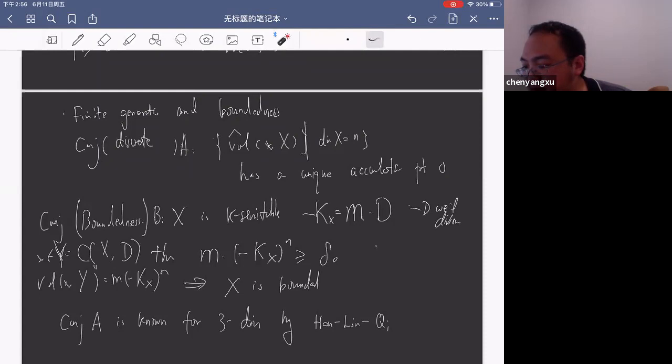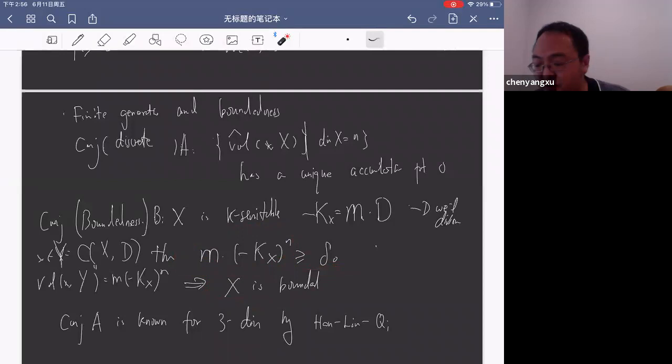Then if I use a bound philosophy, that says that I fix the lower bound of the volume, then all such kind of similarities should be bounded. Then that means the x itself is actually bounded. So in other words, if I don't have this n here, then of course this is just the original Zhuang theorem that we know it's bounded.